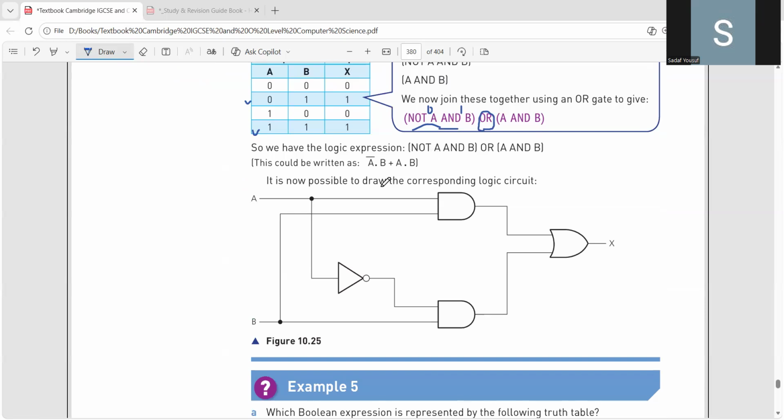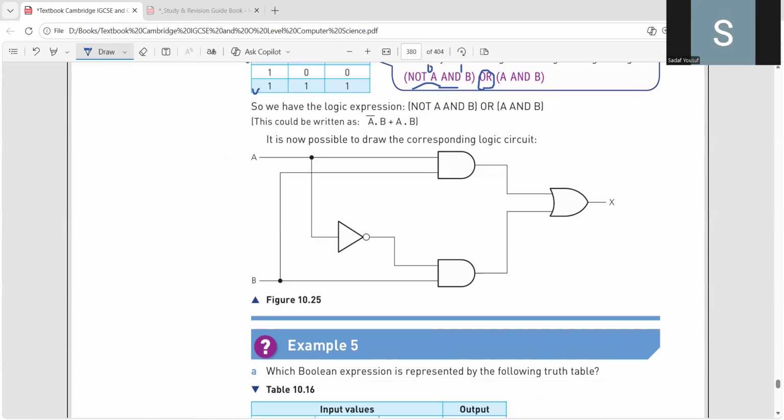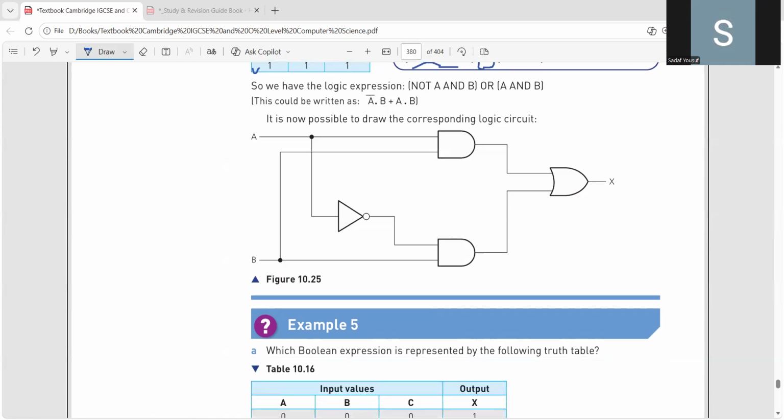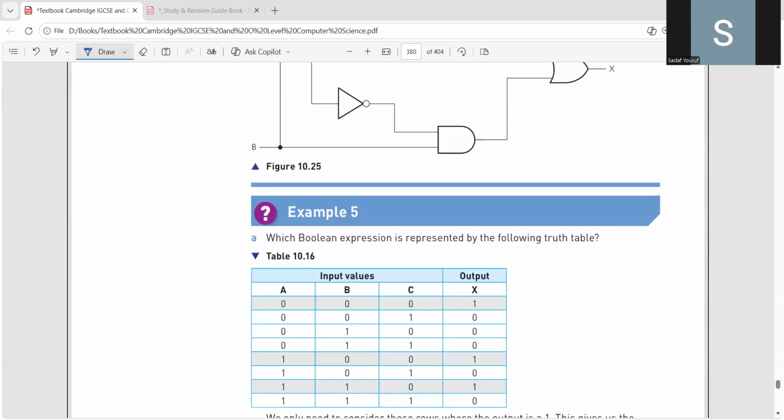So you can see here, not A means A bar, and means dot, B plus because of or, A and B means A dot B. So the ones who understand the Boolean algebra, that is going to help them a lot, because they can write that also and they will be getting the answers marked as correct also. Fine. Now again, a repetition of the same.